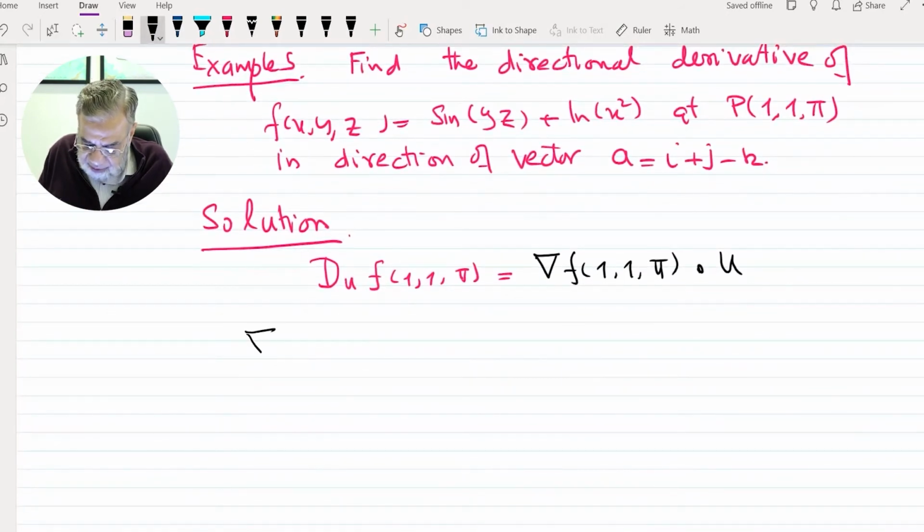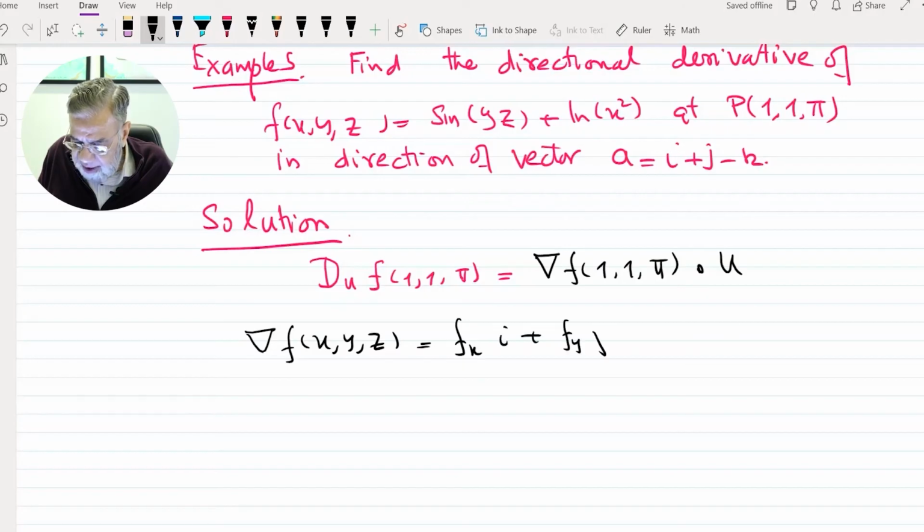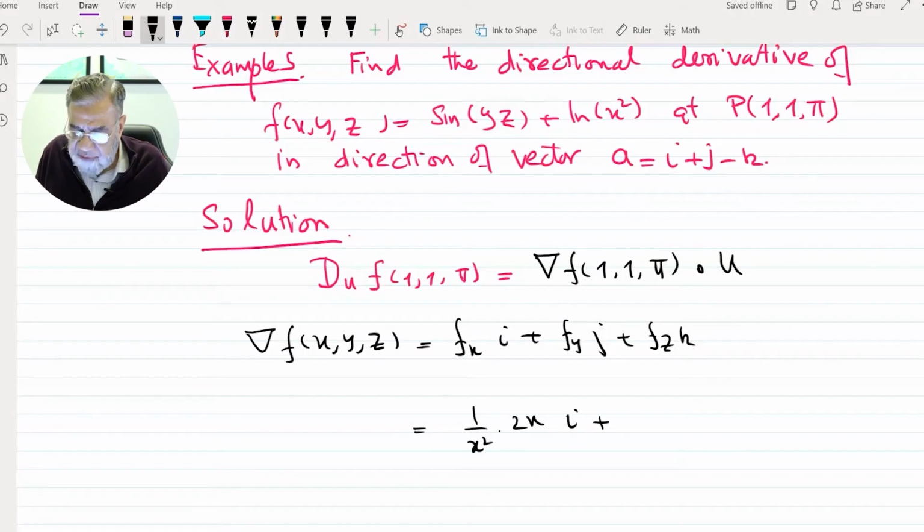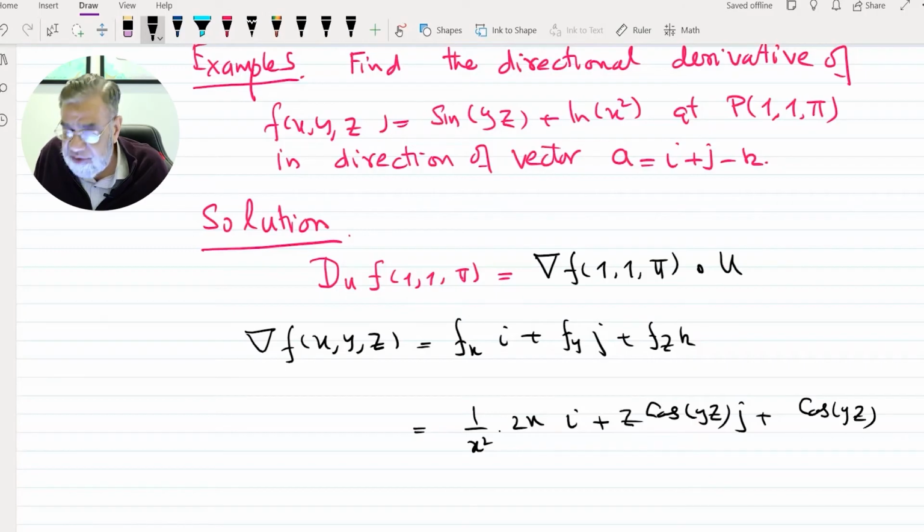To find the gradient, I have the gradient of the function at the point x, y, and z. This is equal to f of x i plus f of y j plus f of z k. What's my f of x? I have y and z constant. Ln of x squared is 1 upon x squared into the derivative of x squared, which is 2x, i, plus f of y. We have ln of x squared, there will be 0, y is changing. We get sine yz into the derivative with respect to y, which is z, into j, plus with respect to z we get cosine yz and the derivative with respect to z is y, into k. So this is my gradient.